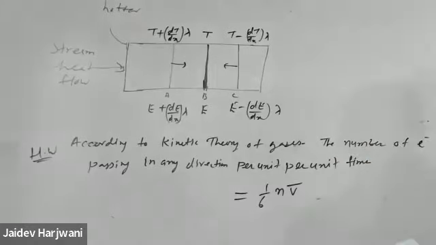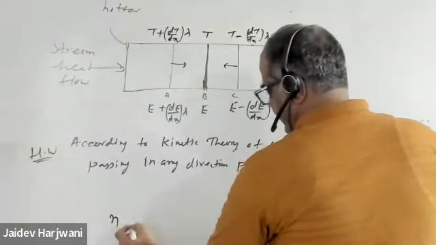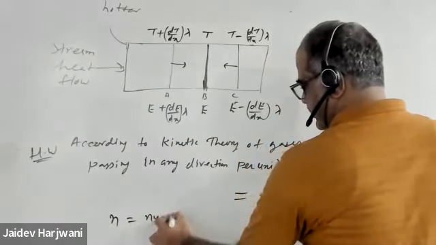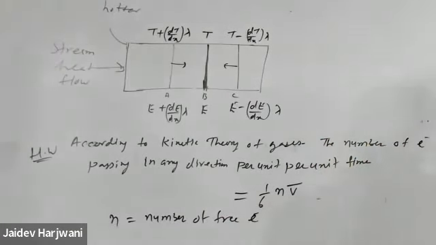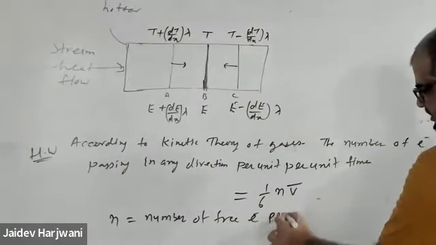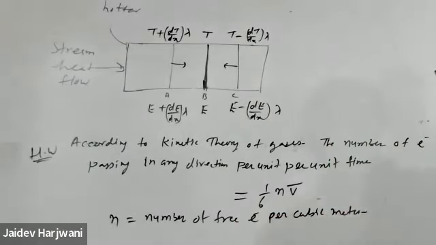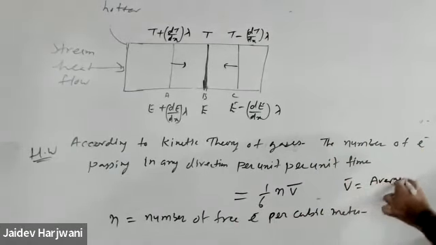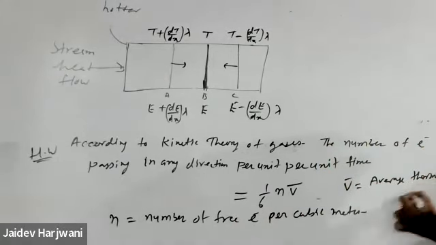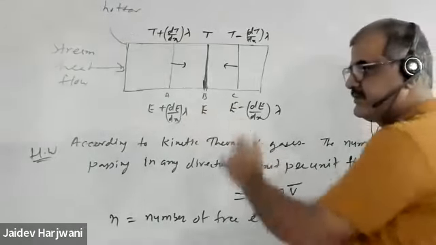Now you have the number. So n is what? The number of free electron density, the number of free electrons per cubic meter. And V is your average thermal velocity. So now you know the flux and you also know the energy.